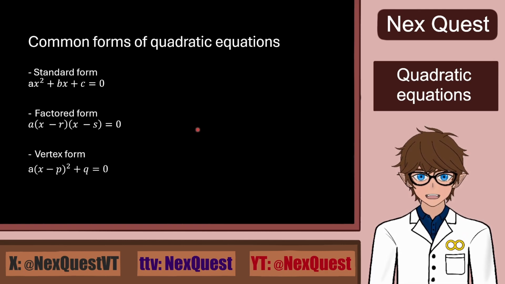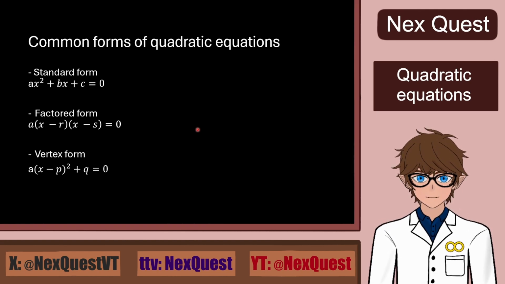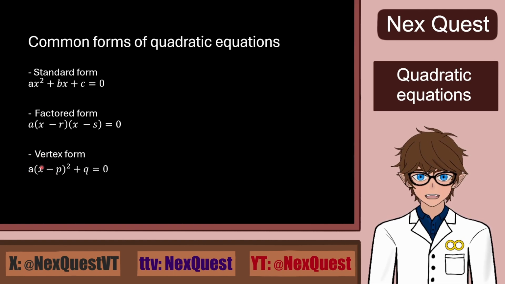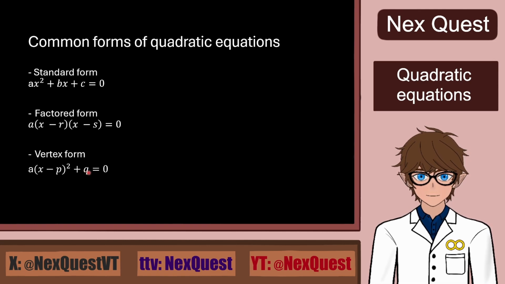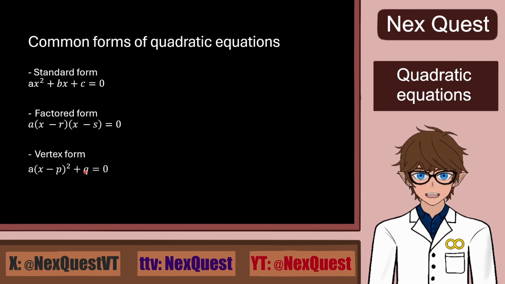And now the vertex form. I am butchering the word, I apologize, I do not know how to pronounce it. But this form, again, has a outside and then a bracket of x minus p squared plus q. So we know that the vertex is the maximum or the minimum point. Okay, so the coordinates for the vertex can be calculated.